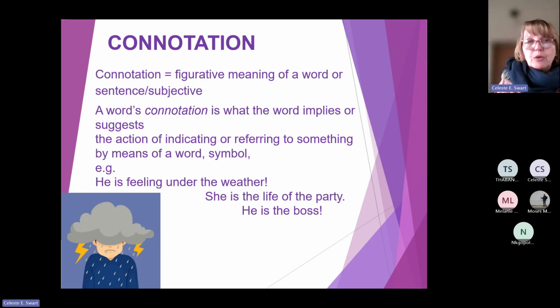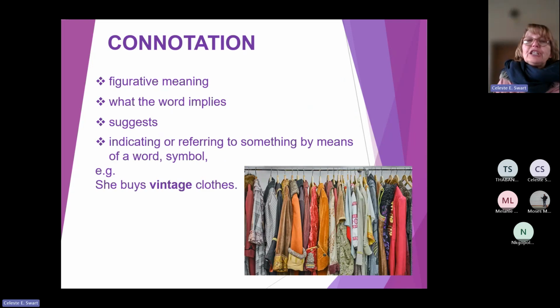He is the boss. Well, it could really be the boss, so it could be denotation. But if I put some tone into my voice, sarcasm, your little brother irritates you and you say, he's the boss. You don't mean it in a nice way. The connotation is there's something nasty about it. Connotation, we give the figurative meaning, what the word implies or suggests, not what it means, not its actual meaning. It can indicate or refer to things like a symbol or a word.